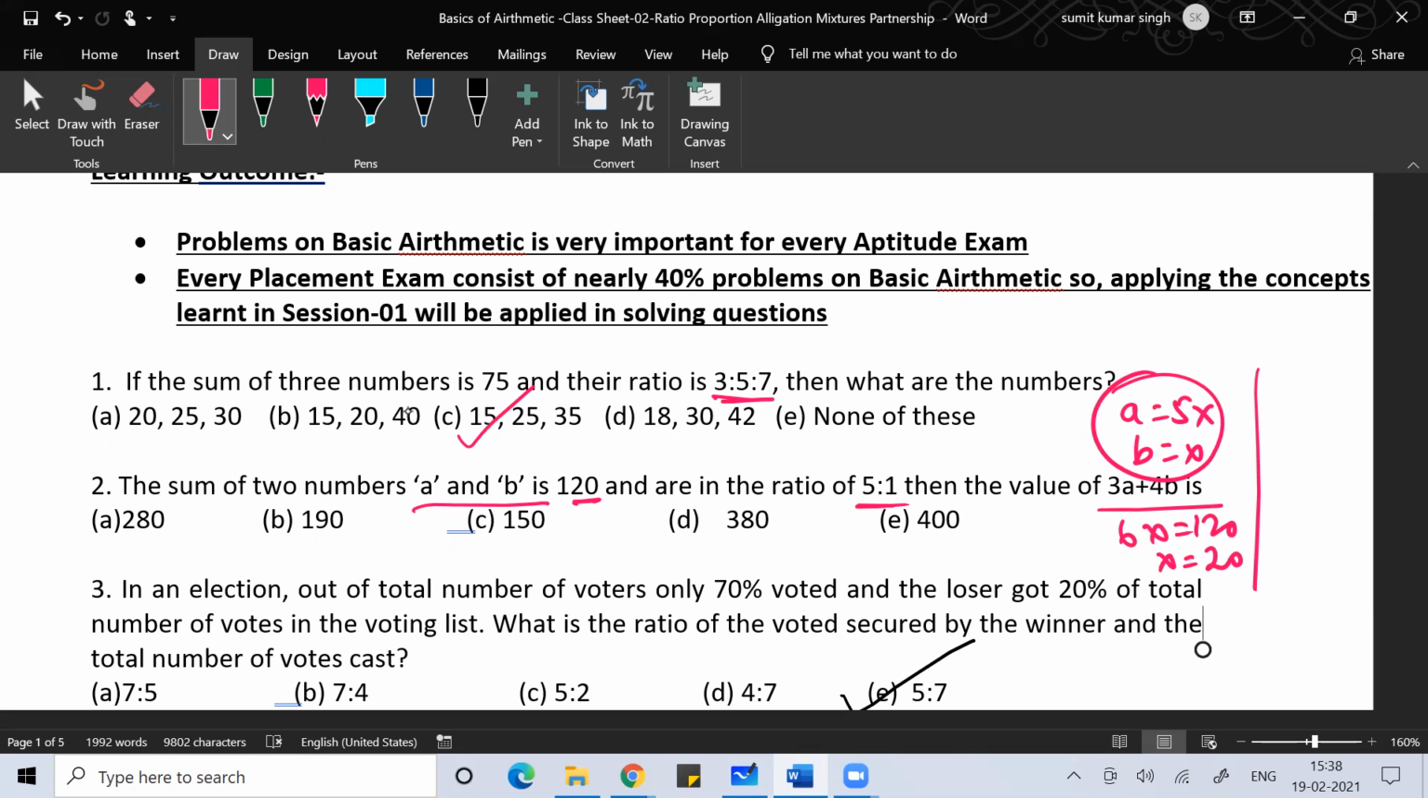So if x is equal to 20, then A will be equal to 5 times 20, that is 100, and B is equal to 20. So A is 100, B is 20. So what is the value of 3A plus 4B? You can do that. 3 into 100 is 300 and 4 into 20 is 80. The answer is 380.